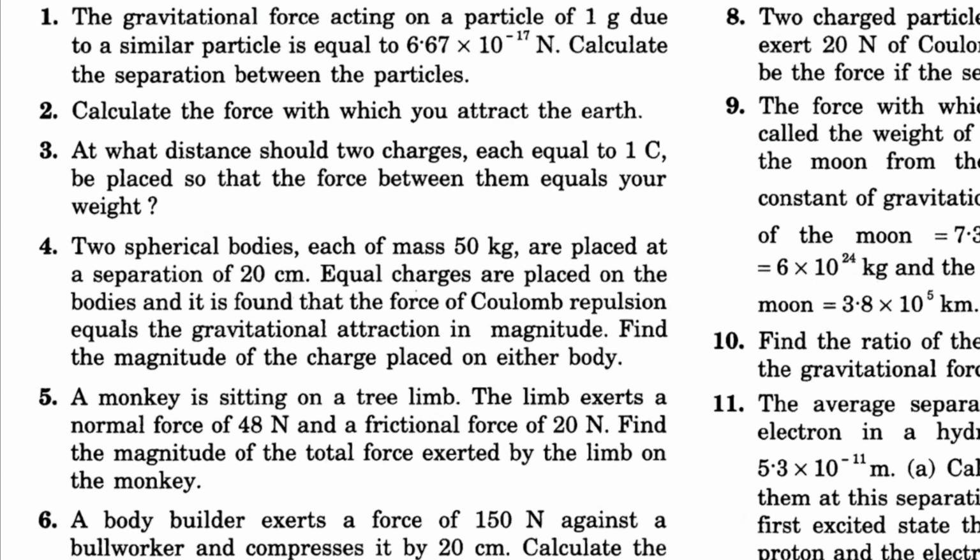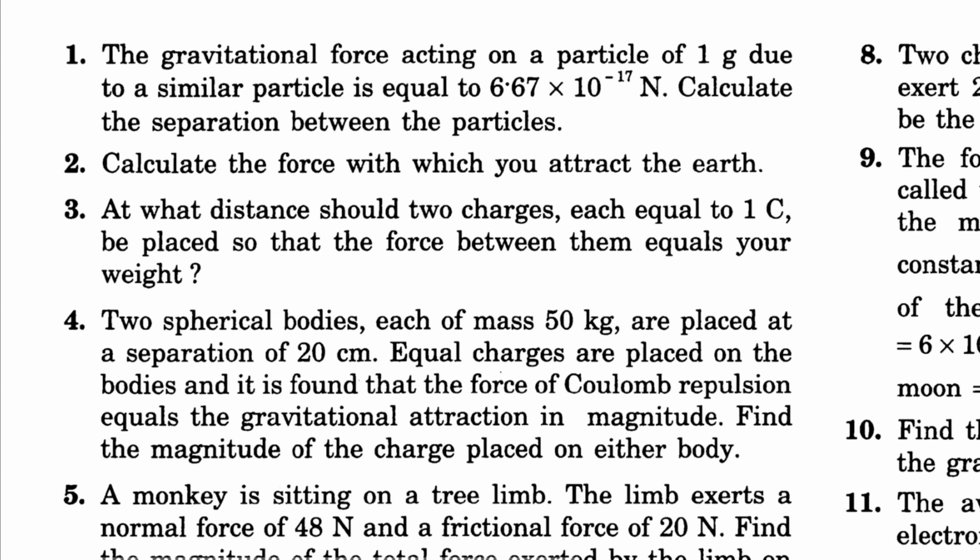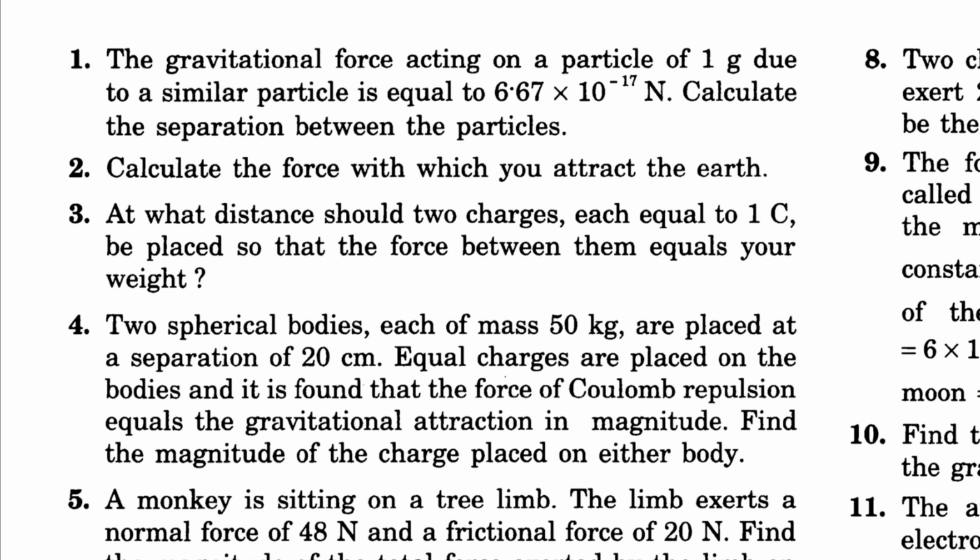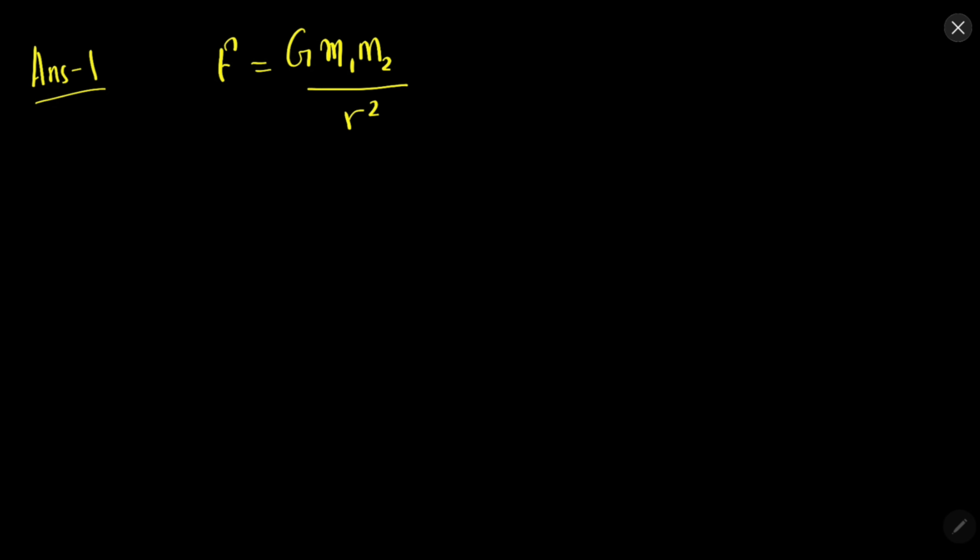The first question is that the gravitational force acting on a particle of 1 gram is due to a similar particle. So we have two particles each of 1 gram. The gravitational force between them is 6.67 into 10 to the power minus 17 Newton. So we have to find the distance between the particles. The formula for gravitational force is F equal to G m1 m2 upon the distance square.